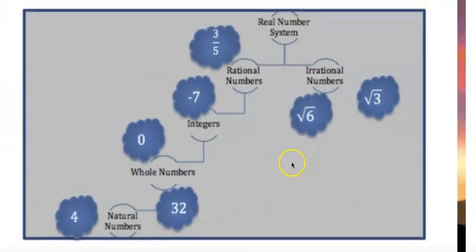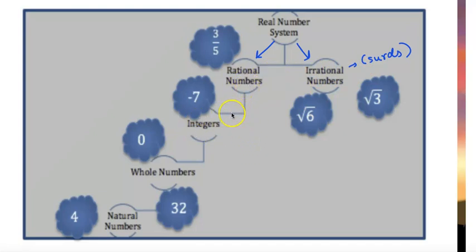Alright, so this is about our number system over here. Our real number system comprises 2 types of numbers. One is your rational numbers, one is your irrational numbers. I have already explained to you about rational numbers. An example is 3 over 5, and irrational numbers are radicals. Sometimes in some of the books you will also see irrational numbers called surds.